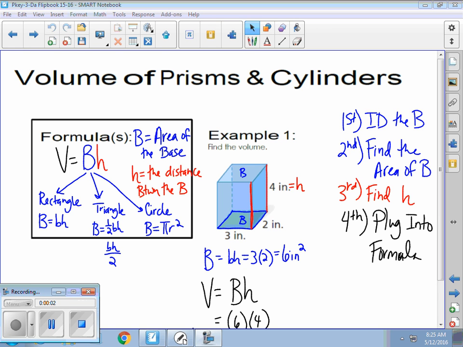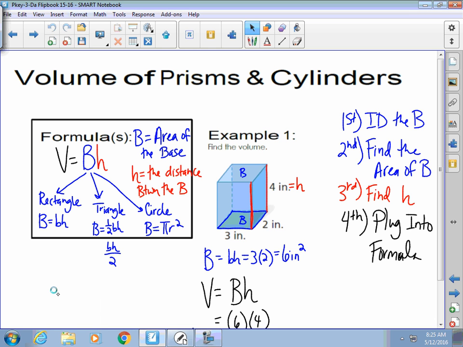Your formulas, we're going to look at volume of prisms. The good thing about this is that the formula for volume only has two parts that you need to know. That's your B, which is our first step for every shape, and then the H, the height, the distance between the bases. So make sure you know the B is the area of the base, and H is the distance between the bases. So B could be a rectangle, it could be a triangle, or it could be a circle.